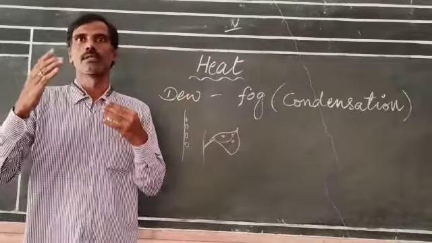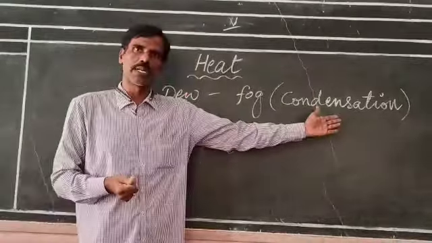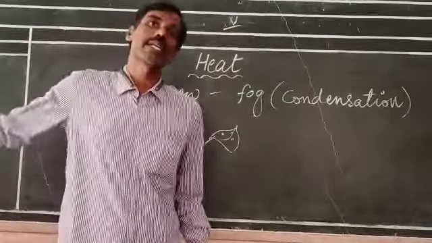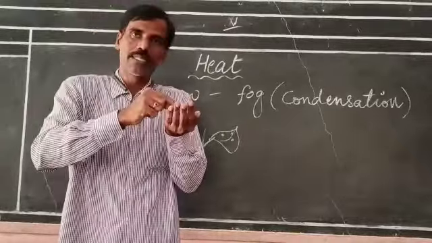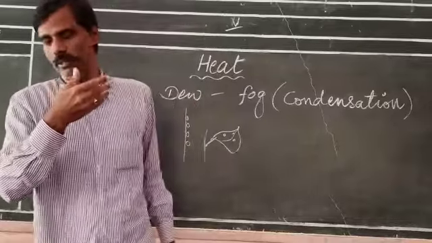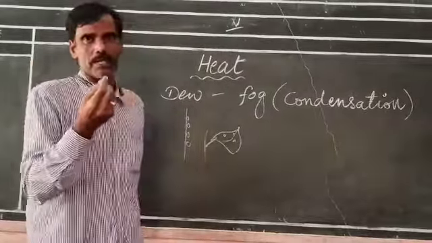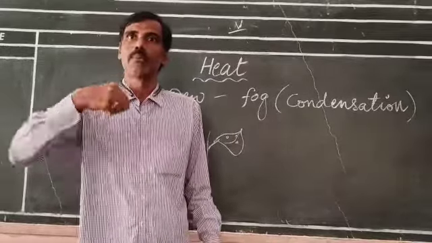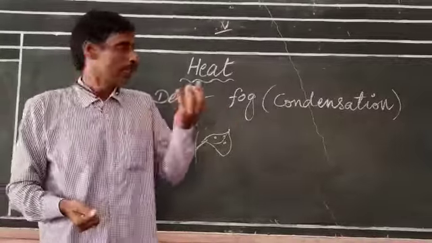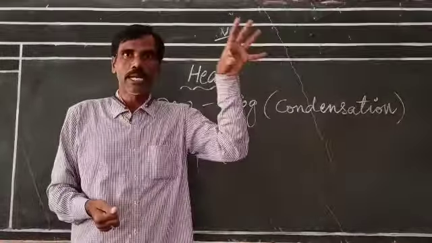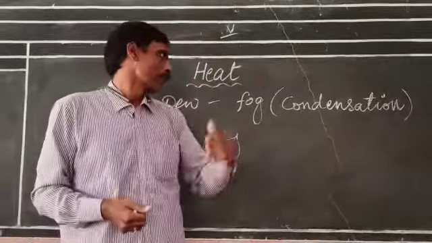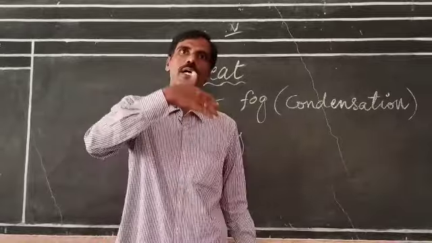And what is fog? That is also a process of condensation only, but here the water vapor present in the atmosphere condenses on the surface of pollutants or gas present in the surrounding area. This is known as fog. In the formation of fog, we get a mist-like structure, and we can't view the objects which are in the vicinity of the eye.